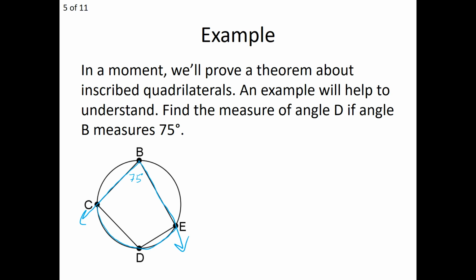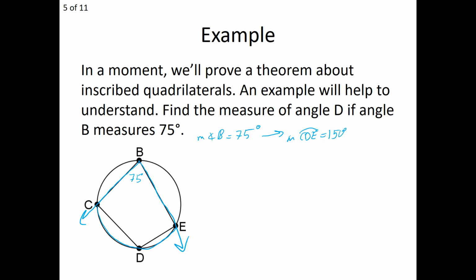So the measure of angle B is equal to 75. What that leads us to is that we can also figure out the measure of arc CDE. And the measure of arc CDE, as we're going to find, is twice the measure of that inscribed angle, thanks to our inscribed angle theorem. So the measure of that arc is going to be 150.